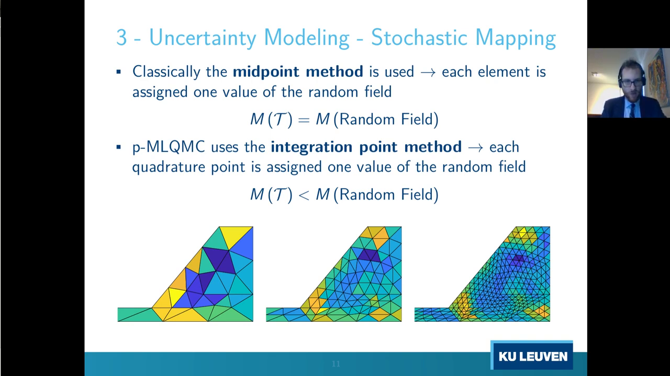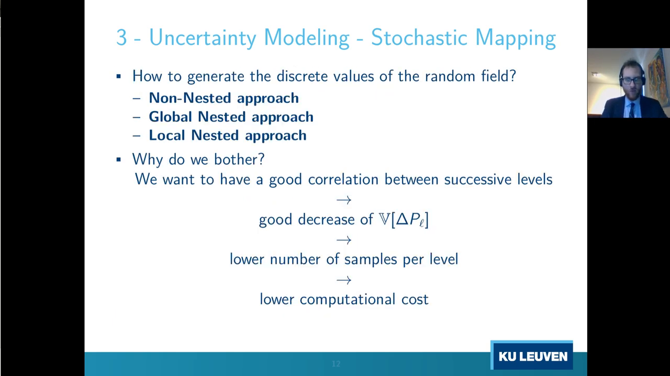And now we'll go into detail. I will explain how, or where, you have to generate instances of this random field. So we distinguish three different approaches. We have the non-nested approach, the global nested approach, and the local nested approach.